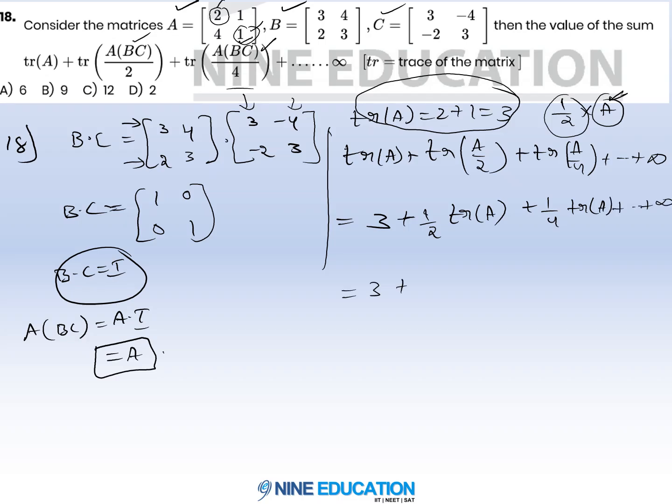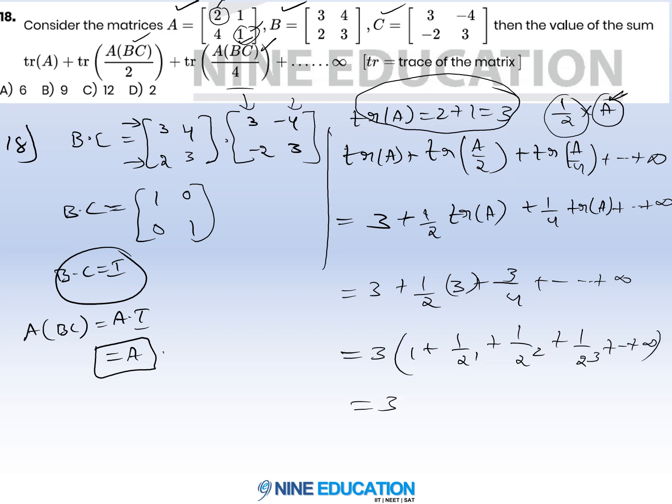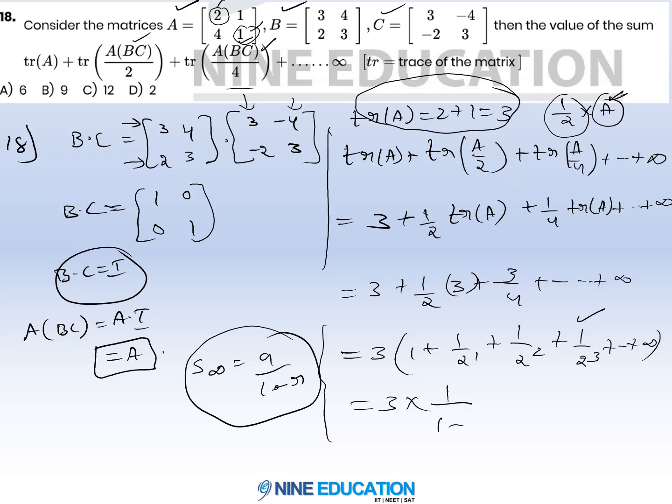So 3 plus 1 by 2 into trace of A is 3 plus 3 by 2, plus 3 by 4, and so on till infinite number of terms. We can take 3 common. We'll get 1 plus 1 by 2 power 1, plus 1 by 2 square, next 1 by 2 cube, and so on, infinite number of terms. So we got an infinite GP here. We know the formula for it. The sum of an infinite GP is a by 1 minus r. Let's apply this formula here. a is 1. So 1 by 1 minus r. Common ratio is 1 by 2, since 1 by 2 is getting multiplied if you observe here. So 1 minus 1 by 2 it is. If you take LCM, you will get 3 into 2 by 2 minus 1, which is 1. So 3 into 2 is 6. The final answer is 6 for this.